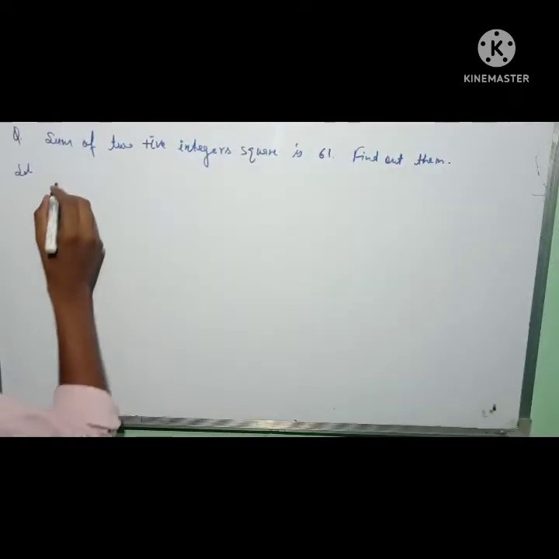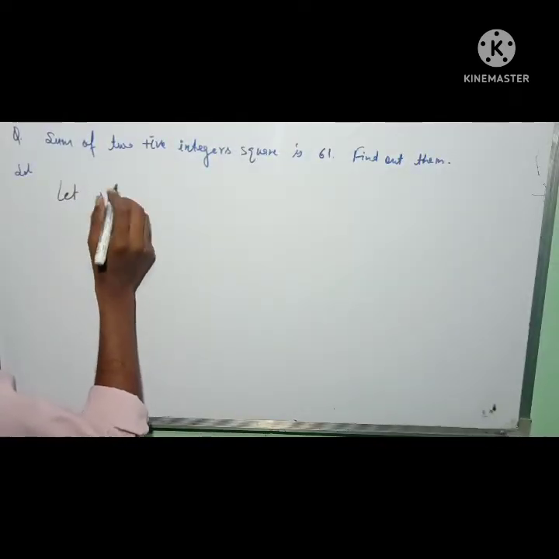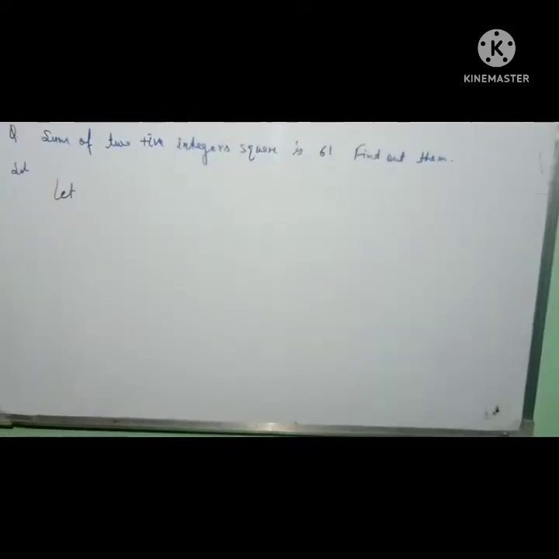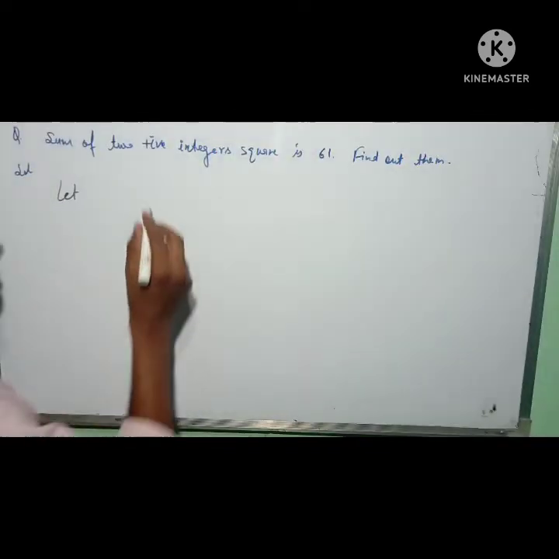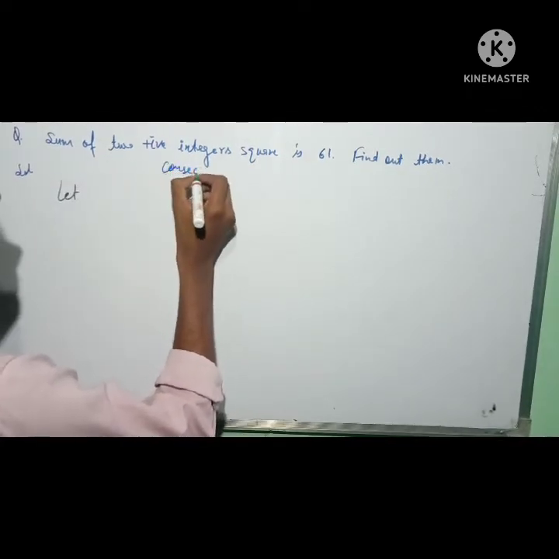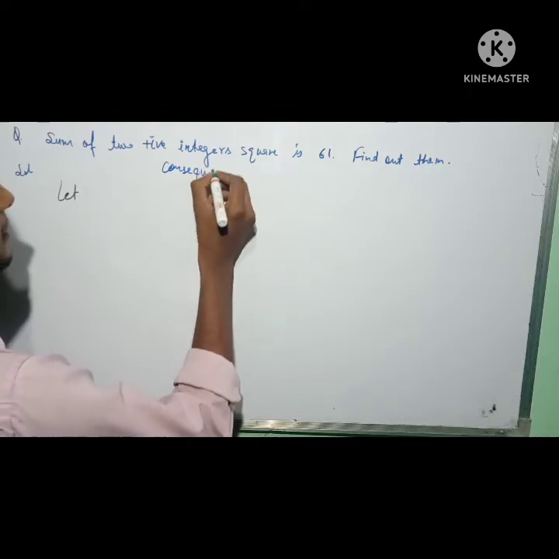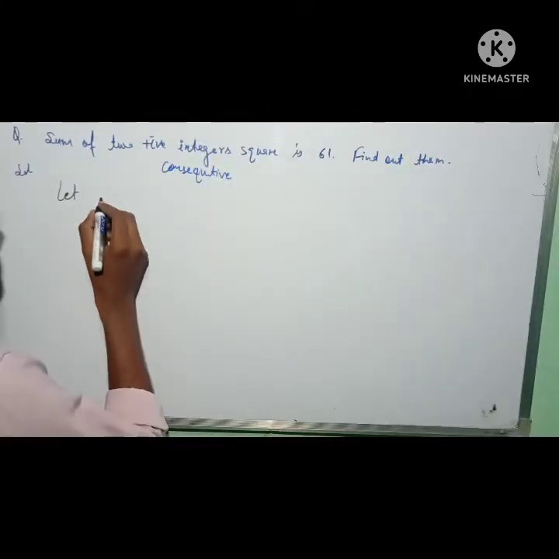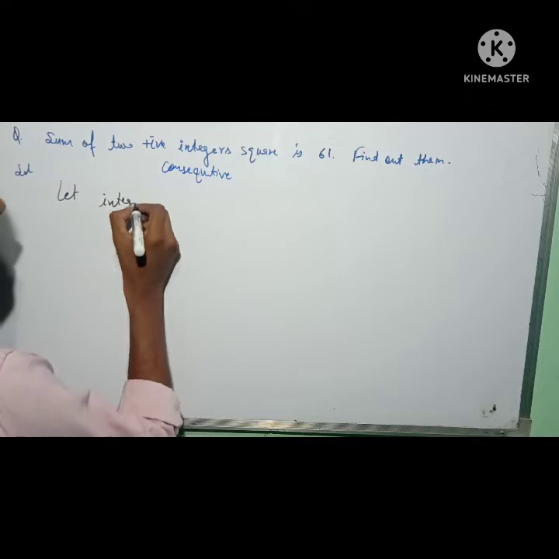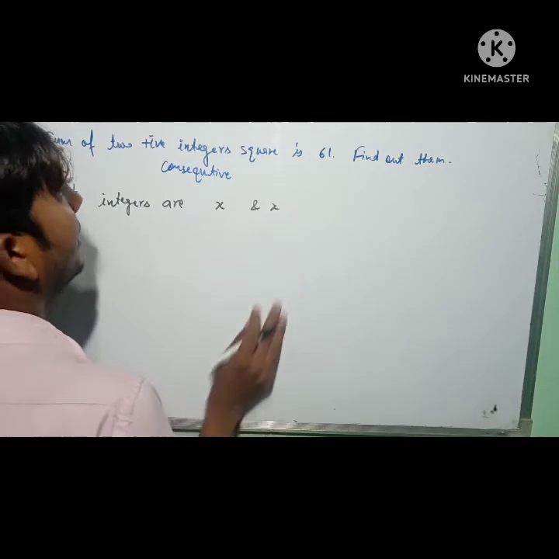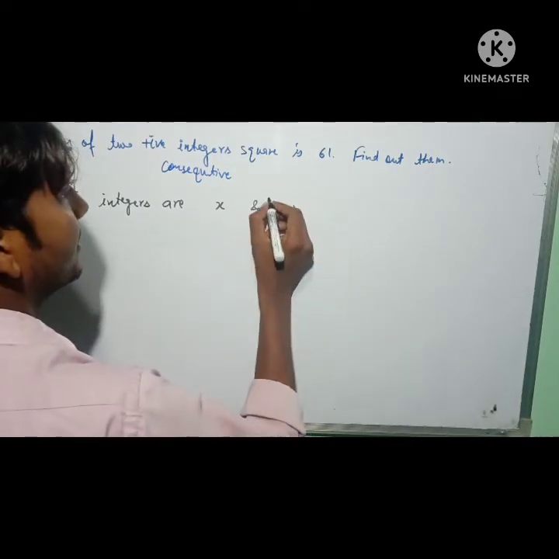Alright, right? And what we want is two positive consecutive integers. Let the integers be x and x plus 1. These are two integers.